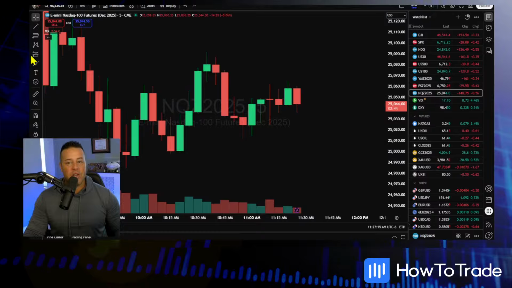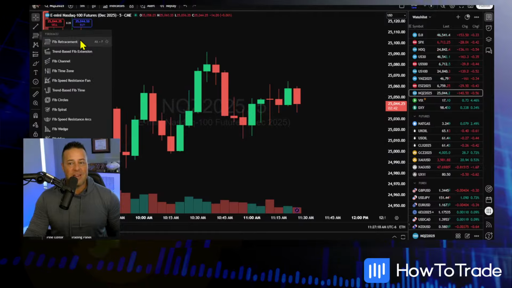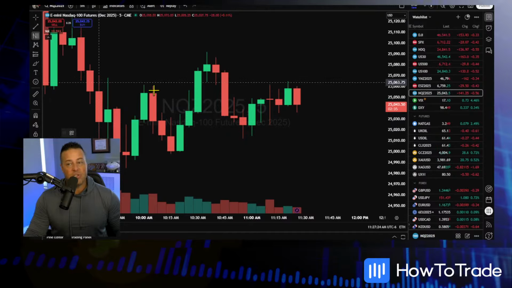So if you're working on TradingView here, you're going to go right over there to your left-hand side column, and you're going to cursor right down to Fibonacci time zones. It's going to be your 4th one down. Go ahead and click that. Okay, so here's your Fibonacci time zone.